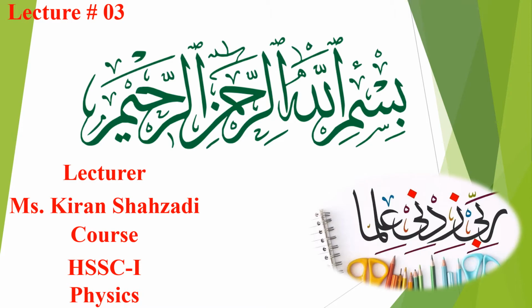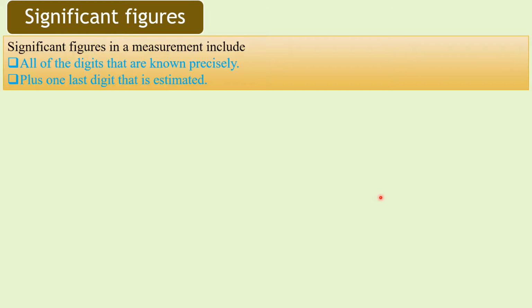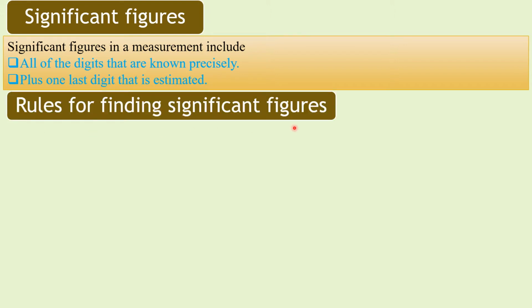Let's start today's lecture. Significant figures. Significant figures show the limit to which readings are reliable because they give the reliability of our reading, so that's why the concept of significant figures is very important. Significant figures in a measurement include all of the digits that are known precisely plus one last digit that is estimated.